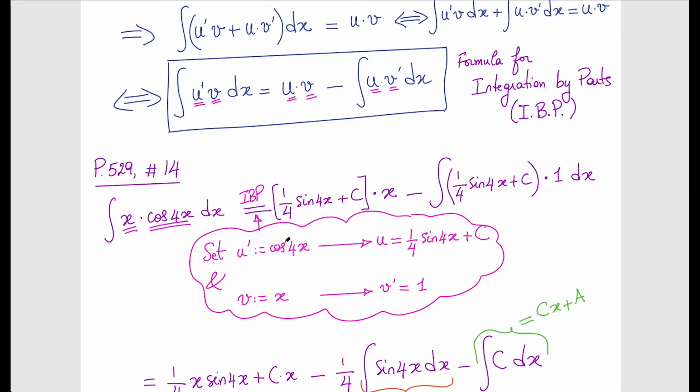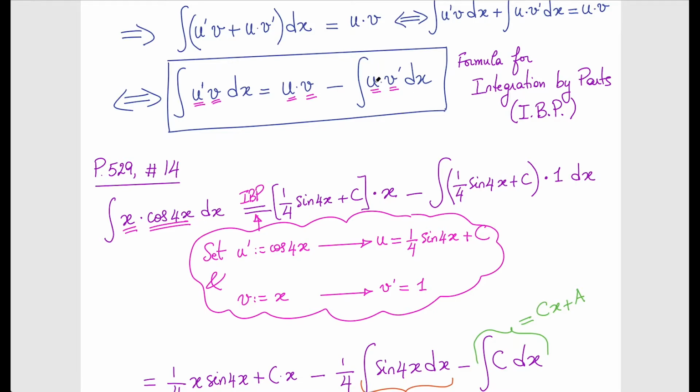So what I'm saying is, if we suppose u prime to be x and v to be cosine of 4x, u would have been x squared over 2 plus a constant, and v prime would have been negative 1/4 sine of 4x plus a constant, correct? So the idea is this integral is going to be more complicated than the one you start with. You're going to have x squared in concert with a trig function.